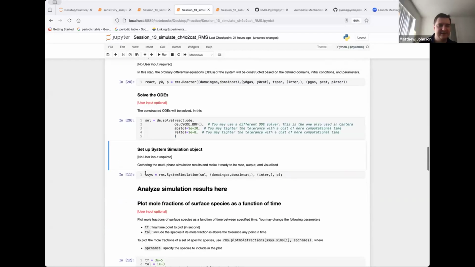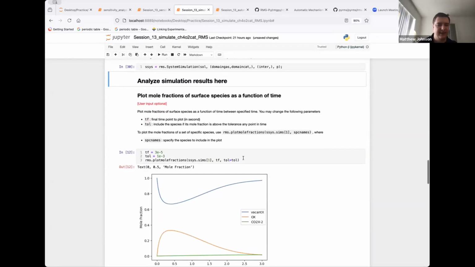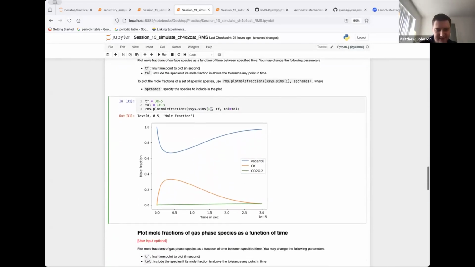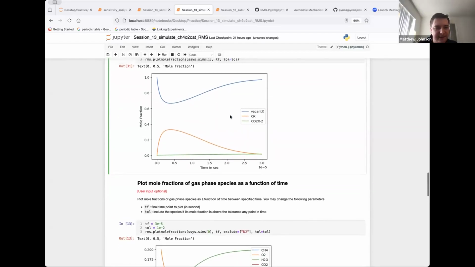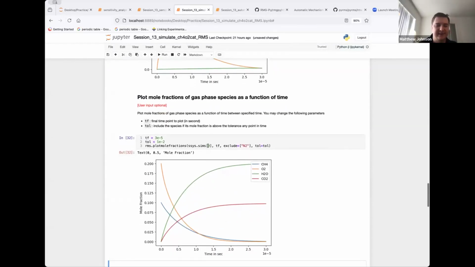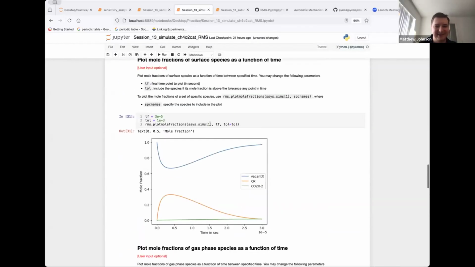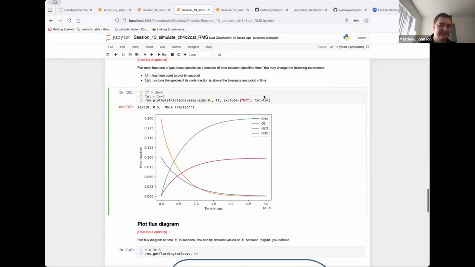We solve each set of equations. We make a slightly more complicated system simulation object that handles having multiple domains. And then we can solve, in this case, for the first one, which is our surface and our gas phase. This is the second one because it's indexed to 0. And then our first one, which is the gas phase.